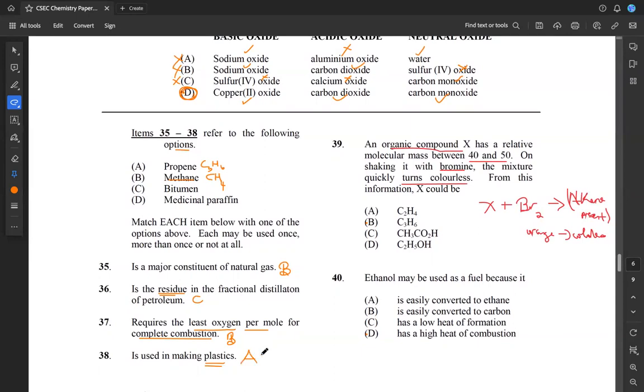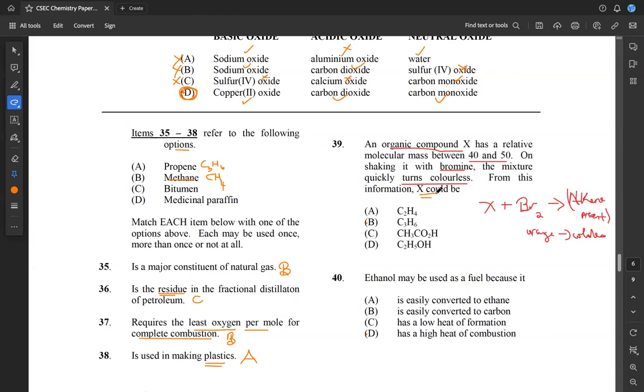All right. So looking at 39 now. 39 says an organic compound X has relative molecular mass between 40 and 50. When we shake that organic compound with bromine, the mixture quickly turns colorless. From this information, what could X be? They're giving us all these options here. This one is ethene, this one is propene, this one is ethanoic acid, so that's a carboxylic acid, and this one is ethanol. So which of these could X be?